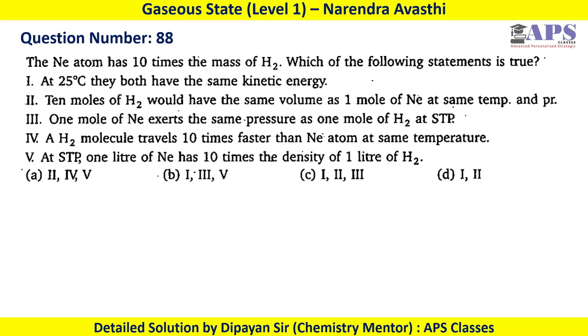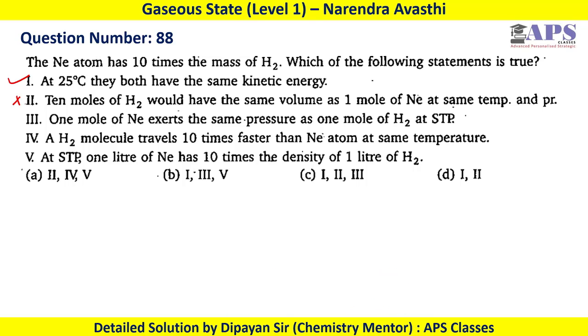In question number 88, the neon atom has 10 times the mass of hydrogen. Which of the following statements is correct? At 25 degrees centigrade, they have the same kinetic energy. Kinetic energy is a function of temperature, so this is correct. 10 moles of hydrogen would have the same volume as 1 mole of neon at the same temperature and pressure. This is wrong, because volume is directly proportional to number of moles if other things are constant.